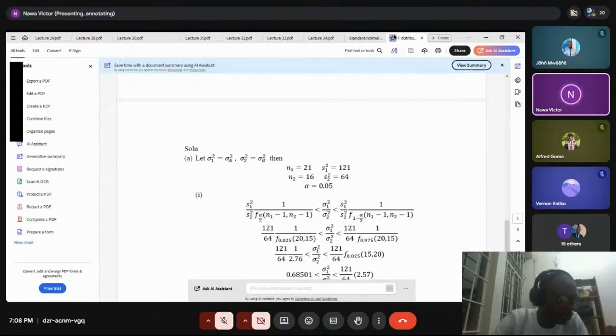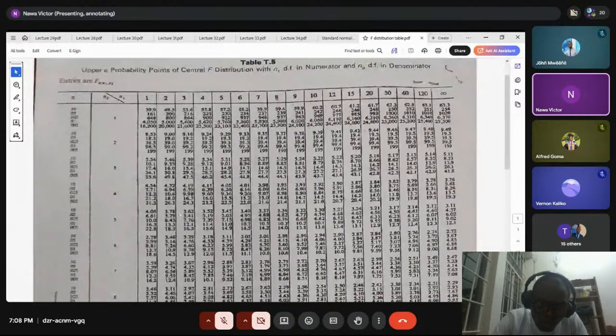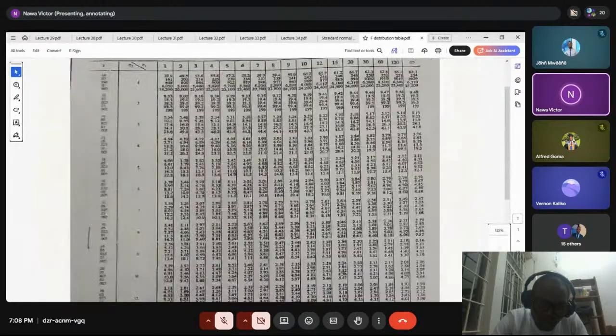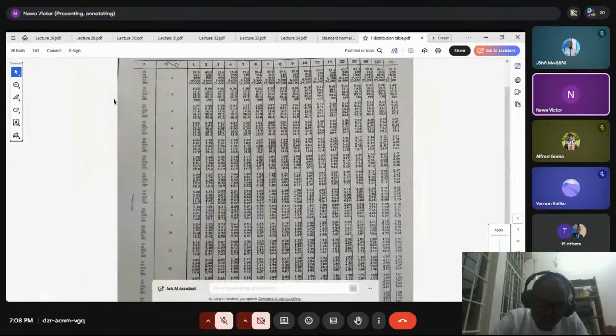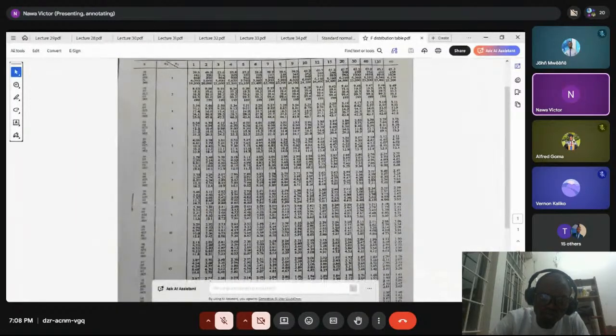20, 15. So here is 20, this is the numerator. 15, so I need to make it a bit smaller so that you can see here. Except too small again, but here, so 20 is here, the 15 is here, and the probabilities are here. So we are going on 1, 2, 3, so the third one. So the 20 is here.